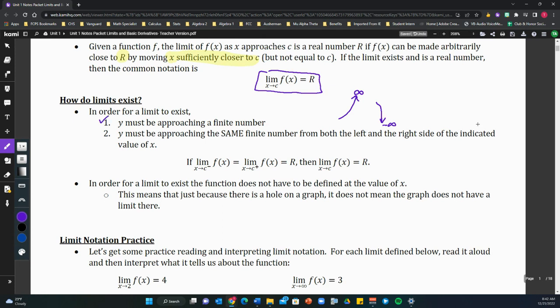The second condition is that y must be approaching the same finite number from both the left and the right side of our indicated value of x. That means I can't be approaching one finite number on one side of the graph and another finite number on the other side, because the two portions of the graph are not going to link up. We have to be going to the same place in order for this limit to exist.